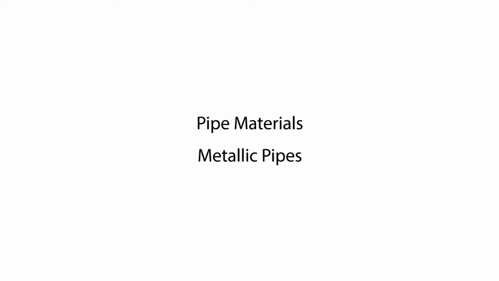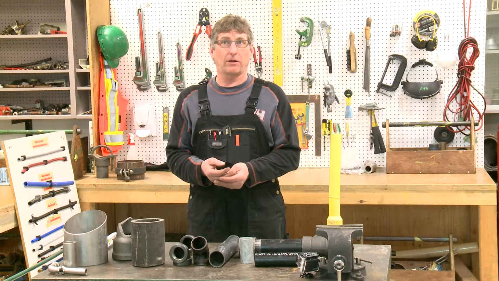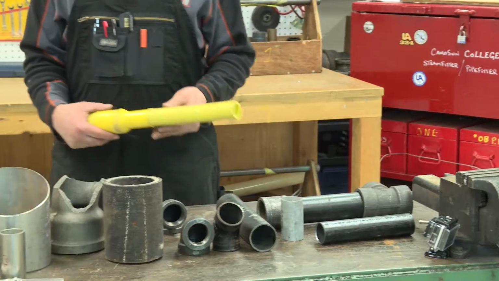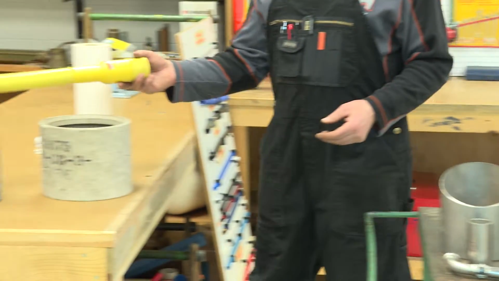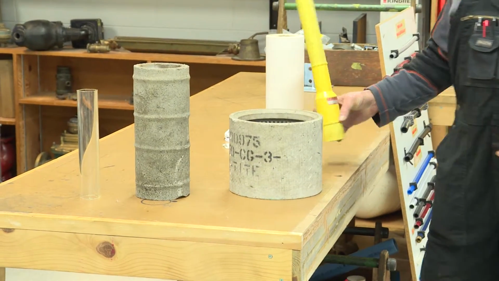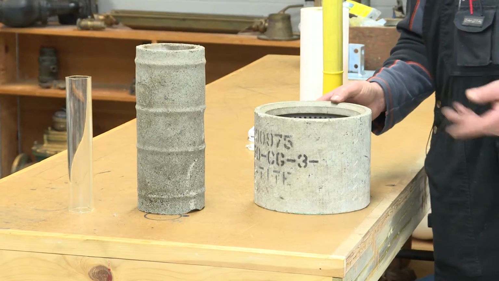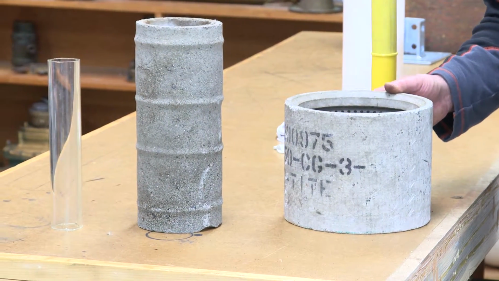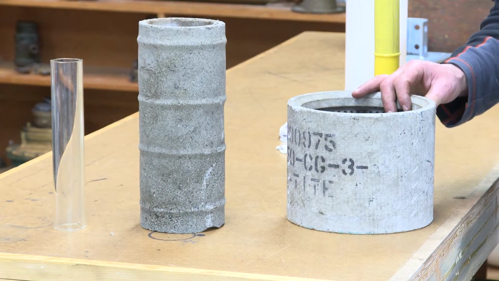The vast majority of pipe materials fall into one of two categories, either metallic pipes or plastic pipes. Of course, there are exceptions like glass, cement, and asbestos pipe. Asbestos is a known carcinogen and no longer manufactured, but you may still run across it in existing installations.